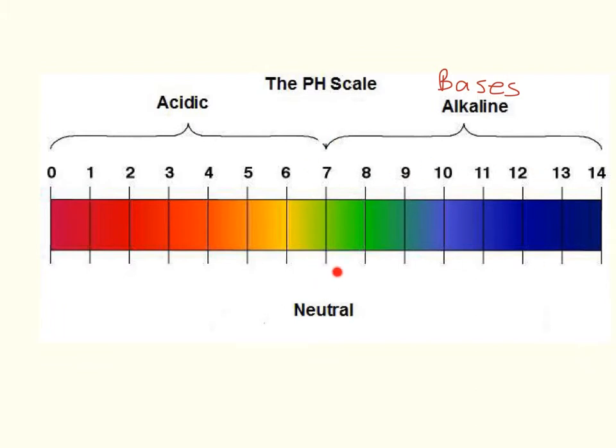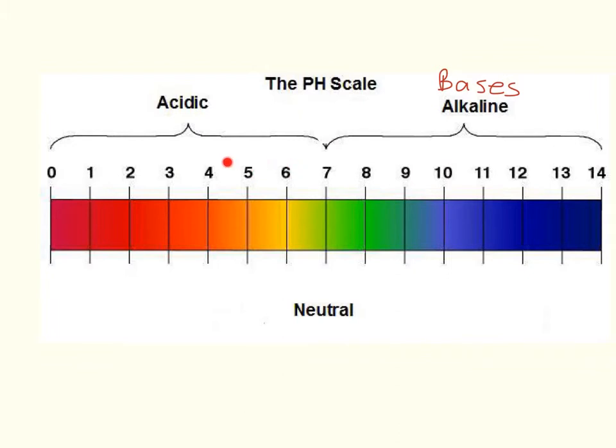So the magic number here to remember is 7. And the number 7 itself represents a neutral substance. So if a substance has a pH of 7, it's neutral. If the pH is below 7, it's acidic. And if the pH is above 7, it's basic or alkaline.